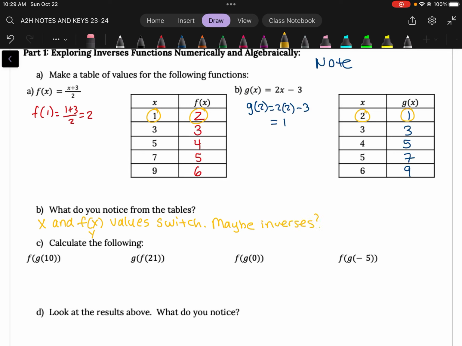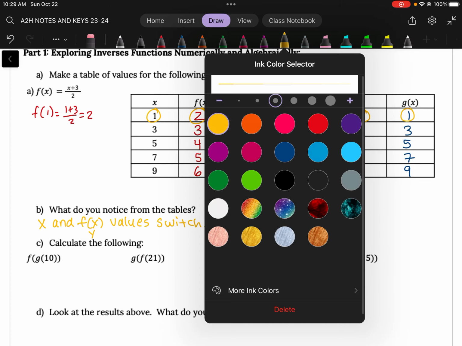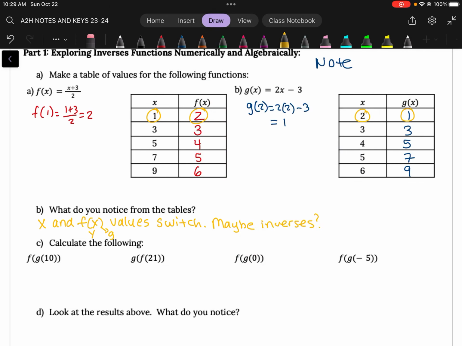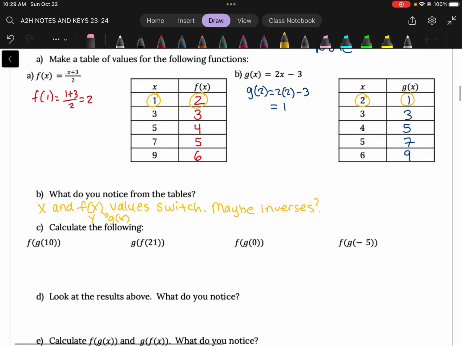The reason I say maybe is because we can't just look at 5 points and notice that the x's and the y's switch, or the x and f of x or x and g of x values switch. And I should say the inputs and outputs switch. We don't know just based on these points. It's not enough to just look at 4 or 5 points. Well, let's see what happens if we start to compose these functions with one another.